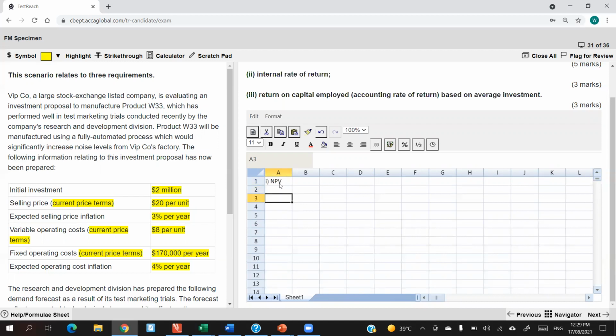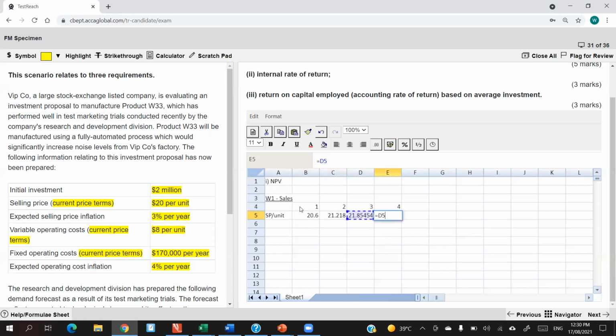In my workings, my first working is going to be working 1, and that will be the sales working. Now in the sales working, I know it's a 4-year project, 1, 2, 3, 4, and I have the selling price per unit, which I need to inflate. My selling price per unit given is $20, and I will inflate it at 3%. And because the selling price is changing each year, I can take the previous year's figure and inflate it by a further 3%.